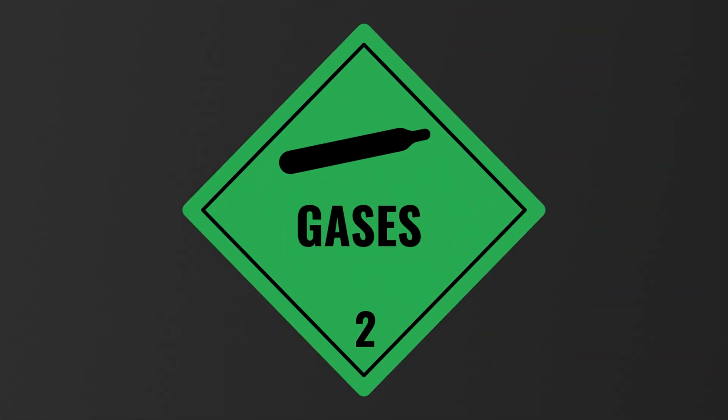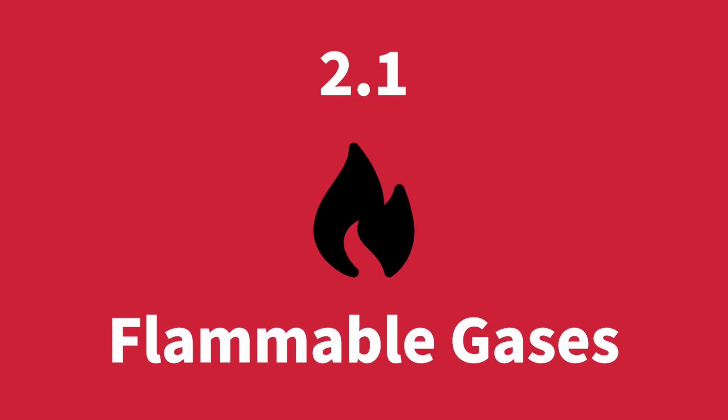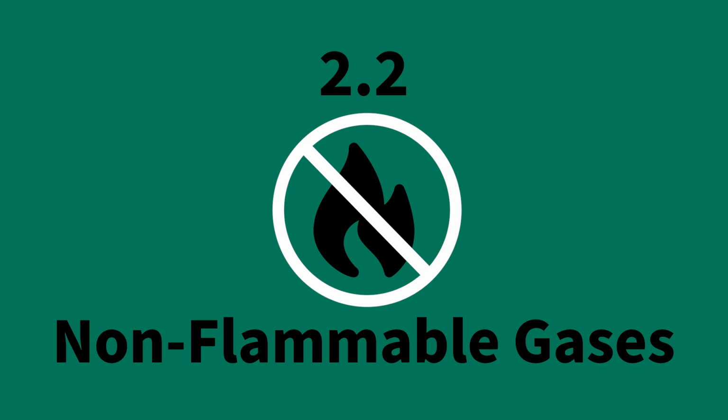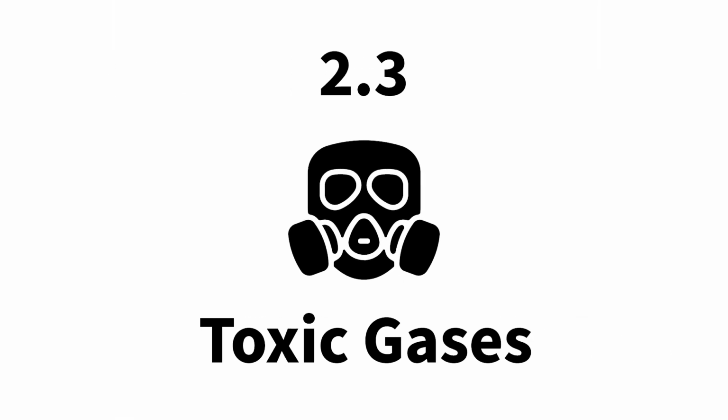Next comes Class 2, which includes hazardous gases. Division 2.1 covers flammable gases. Division 2.2 includes non-flammable gases that may displace oxygen and/or pose a projection hazard. And Division 2.3 pertains to toxic gases that are hazardous when inhaled.